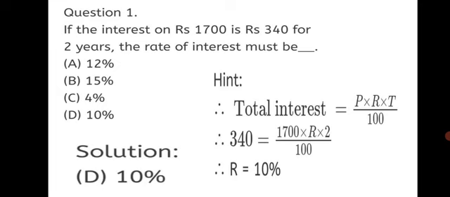So this way, same formula for interest we have used and we have substituted the values which are given in the question. So in the question we have our interest given, principal is given and time is given. We have found out the value for R using the very same formula. Interest is equal to P into R into T upon 100.